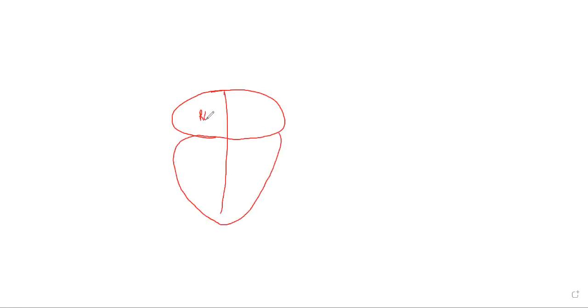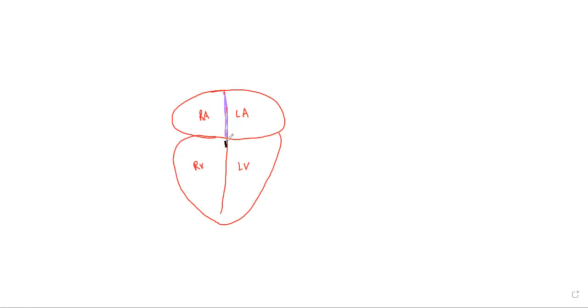Okay, so first of all, we said in the heart there are 4 chambers. In the previous class: right atria, left atria, right ventricle, left ventricle. Then the right atria is separated from the left atria. What is the separation of the right atria from the left atria called? Interatrial septum, or atrial septum.